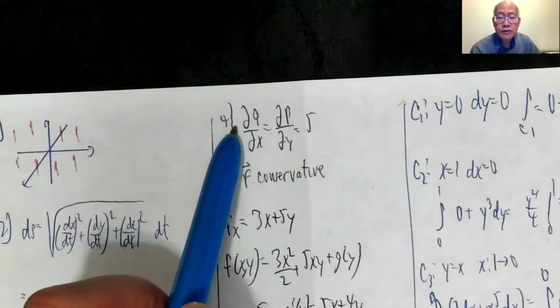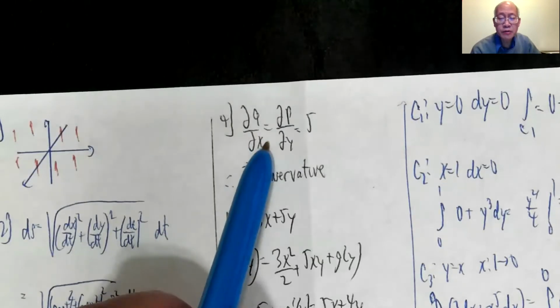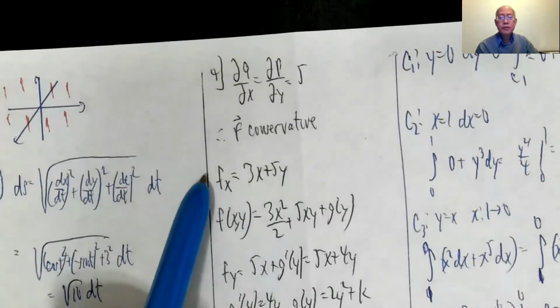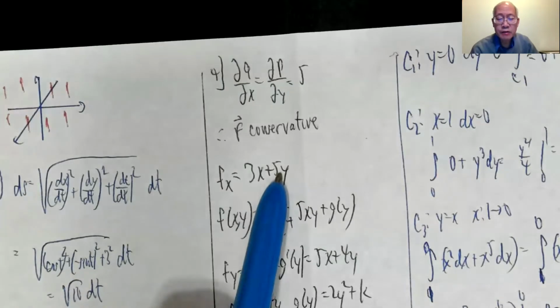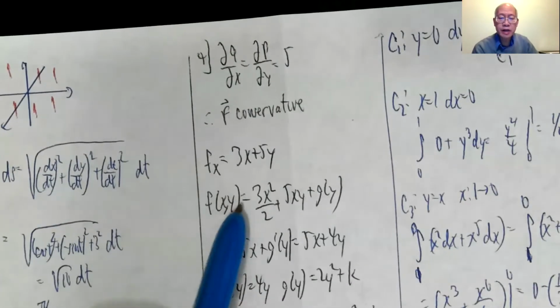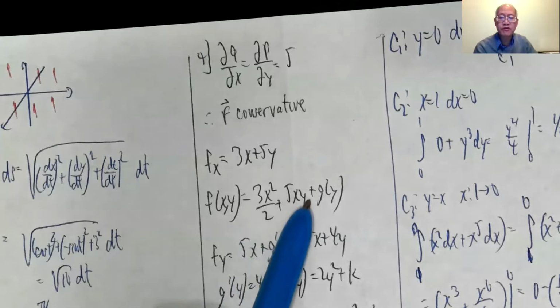Number 4, partial of q with respect to x equals the partial of p with respect to y, which is 5. Therefore, f is conservative. fx is 3x plus 5y. Integrate with respect to x. f of x, y is 3x squared over 2 plus 5xy plus a function of y.